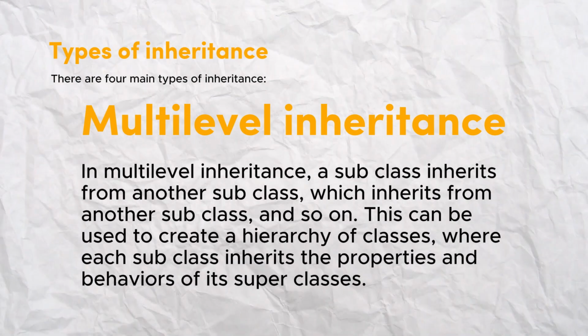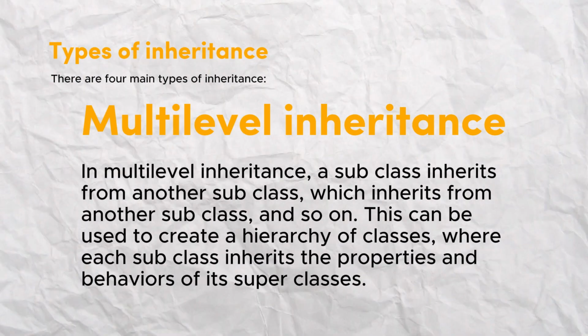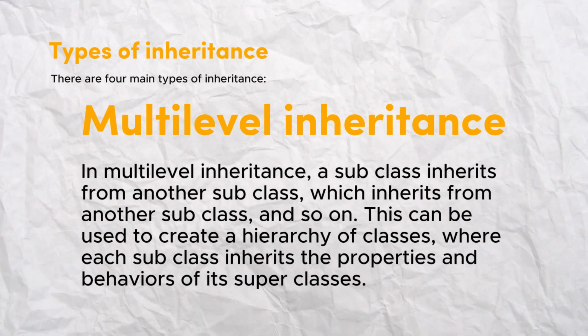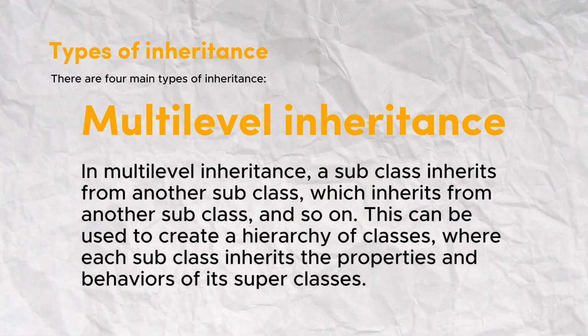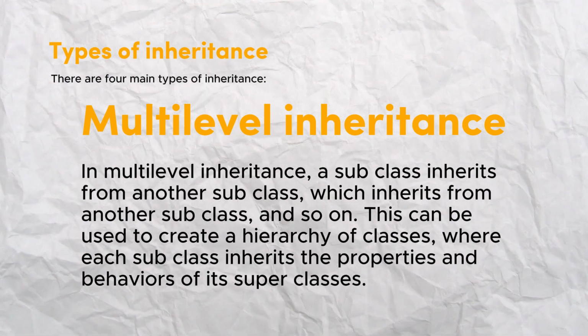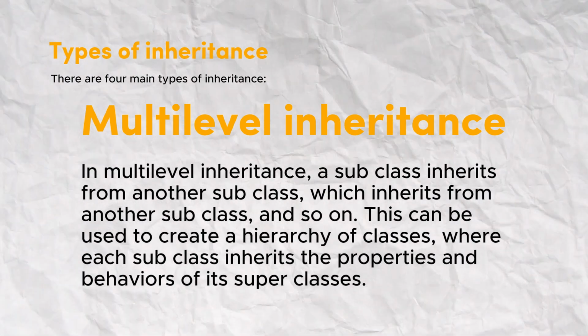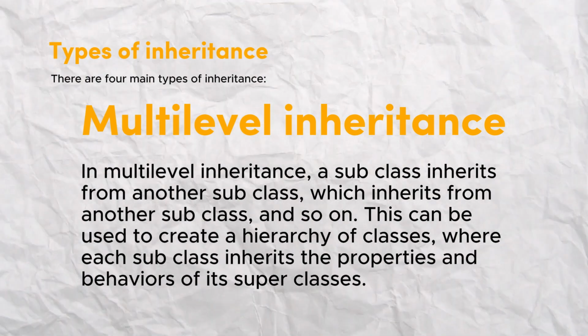Multi-level inheritance. In multi-level inheritance, a subclass inherits from another subclass, which inherits from another subclass, and so on. This can be used to create a hierarchy of classes where each subclass inherits the properties and behaviors of its superclasses.